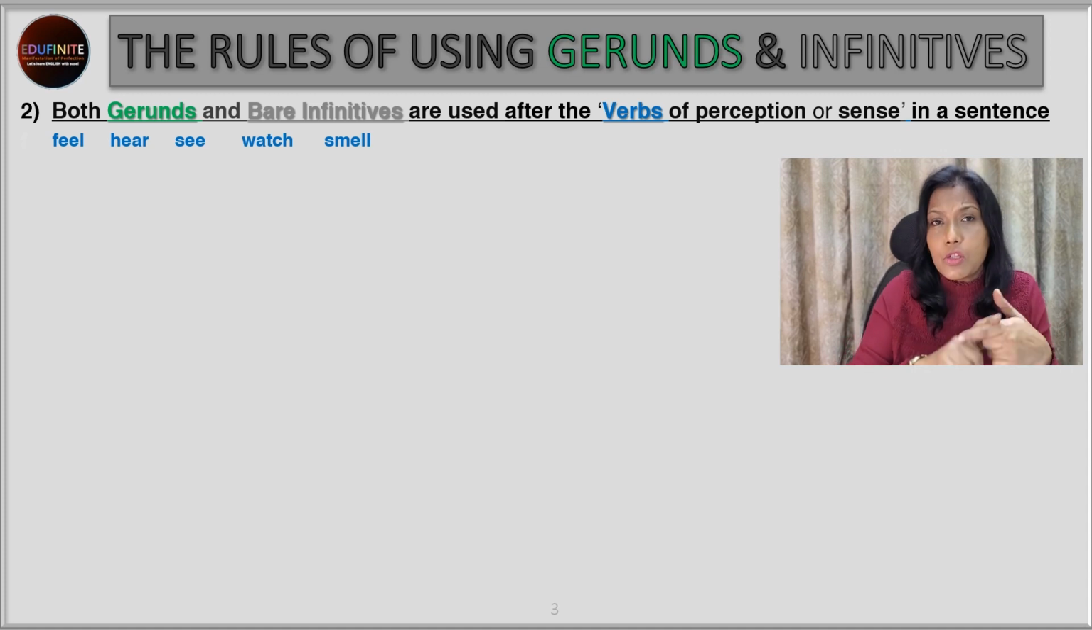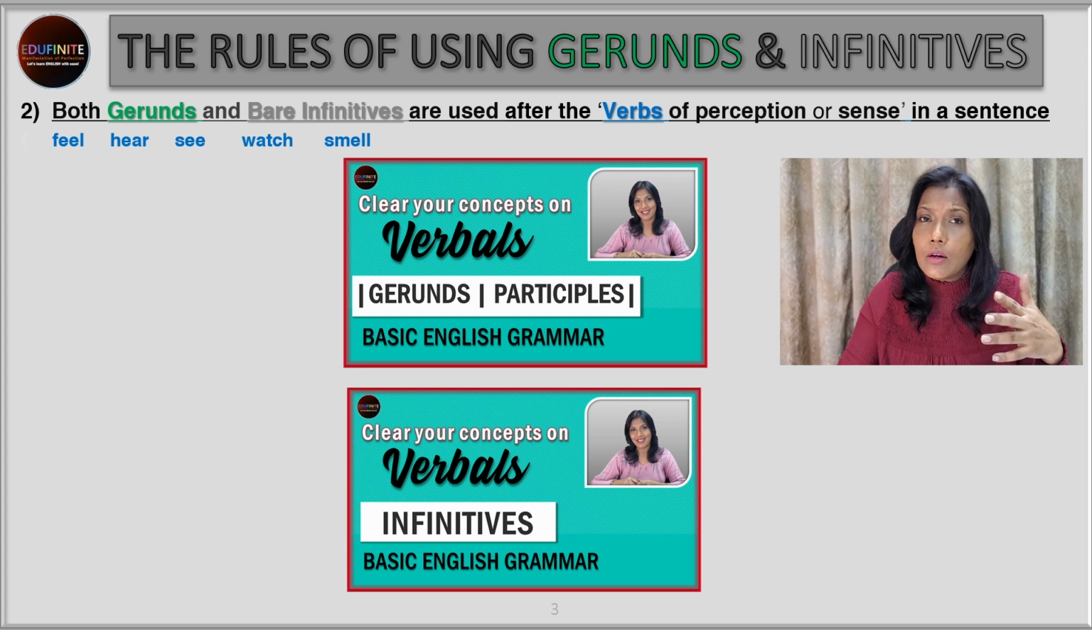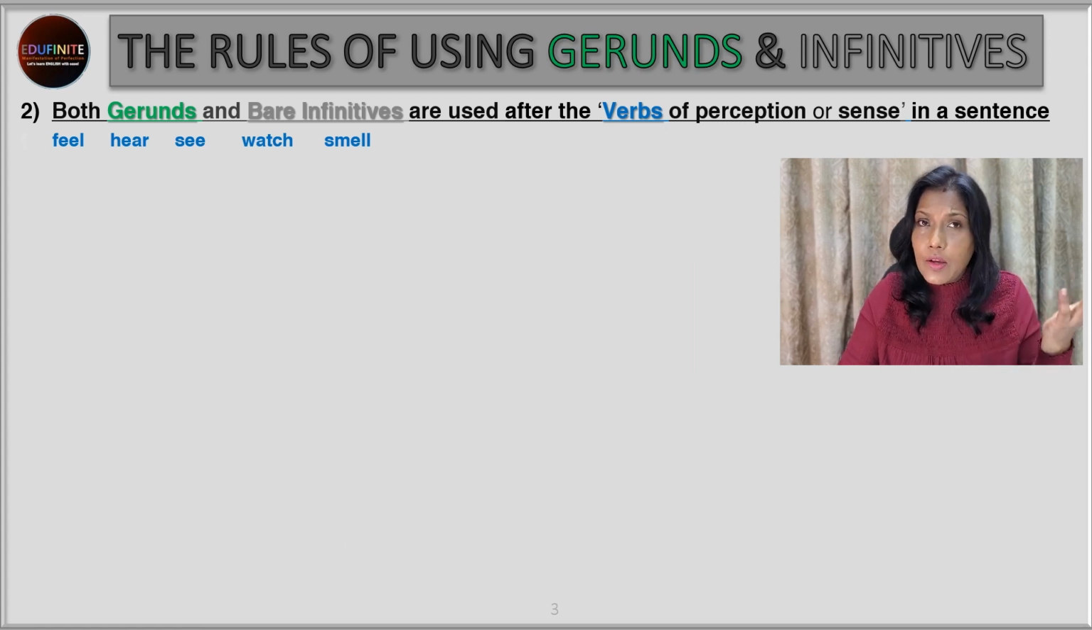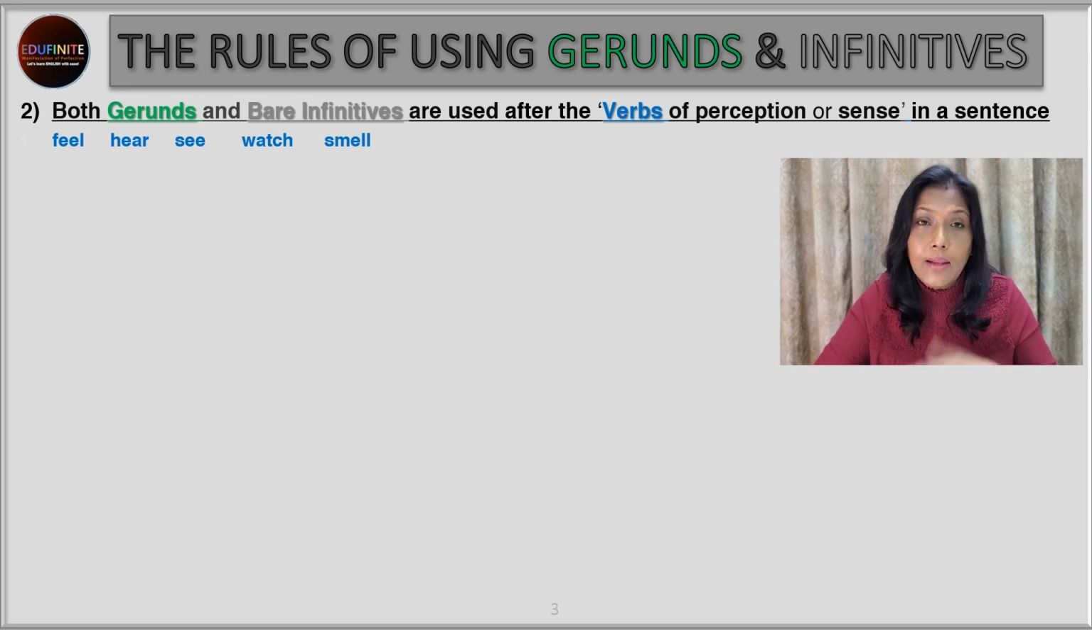We drop down the to and we just use the main verb. So these are known as bare infinitives. If you'd like to know more about bare infinitives, you can look into my videos on the gerunds and infinitives. There you'll get it. Let's look into some of the examples to understand them a little better.